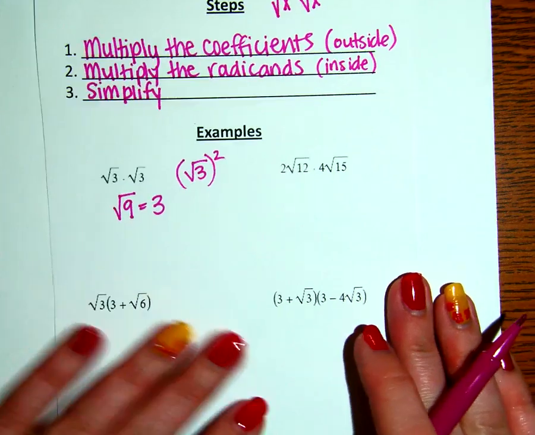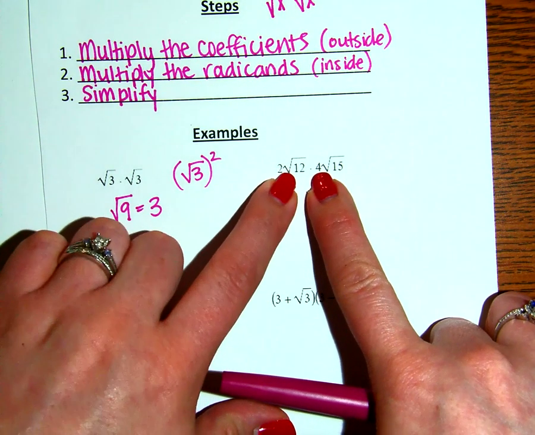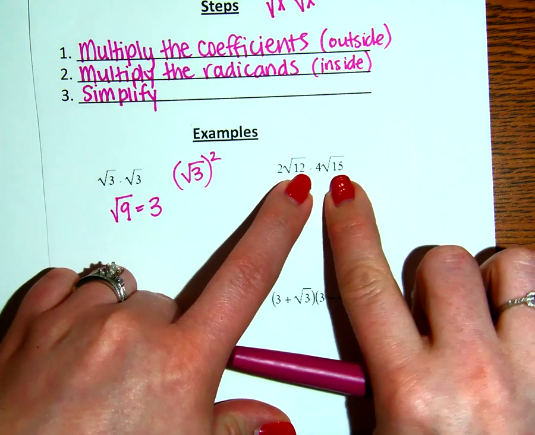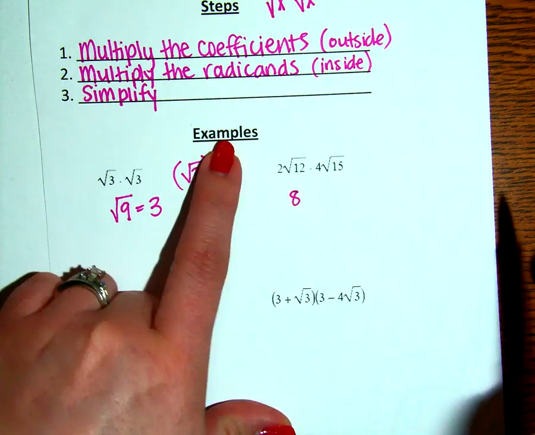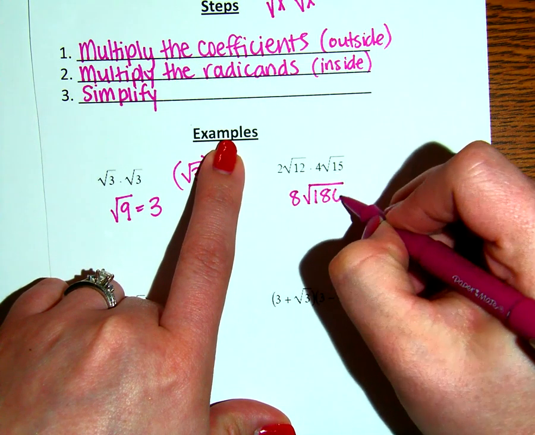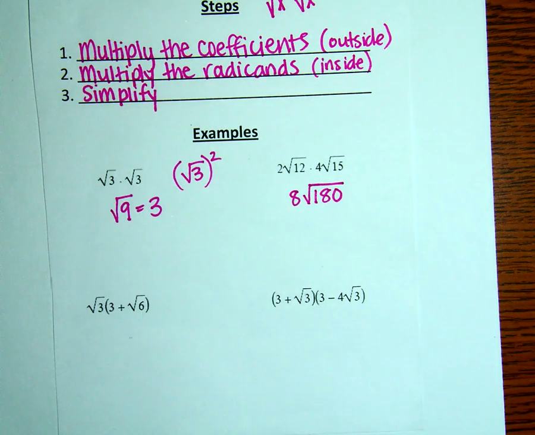Number 2, okay? Multiply the coefficients. So my coefficients are 2 and 4, which gives us 8. And now we're going to multiply our radicands, 12 and 15. That gives me 180. And then step 3 is to simplify. So what are some numbers that multiply to get 180?